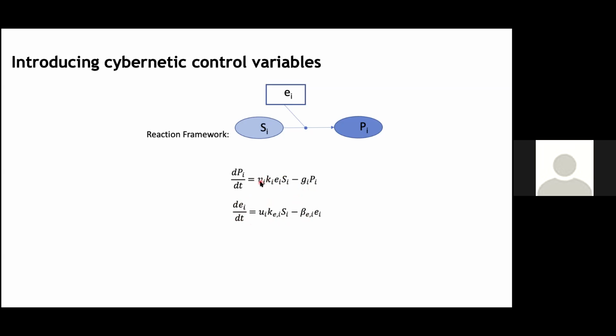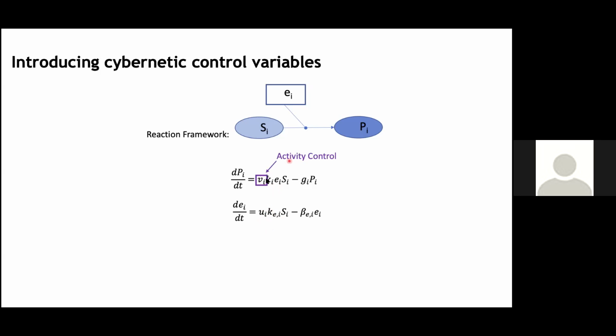Cybernetics believe that the rate constants are not actually constant, but can be regulated by the organisms. So in order to incorporate the regulation, we introduce two cybernetic control variables, Vi and Ui, in these rate reactions. Here, the Ki and the KEi are the unregulated reaction rate constants, whereas the Vi and Ui induce regulation into these rates and can vary between 0 and 1.